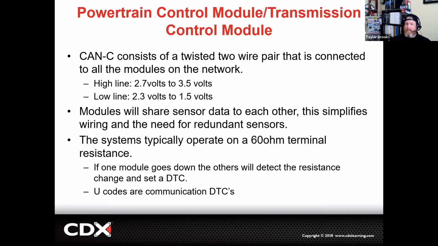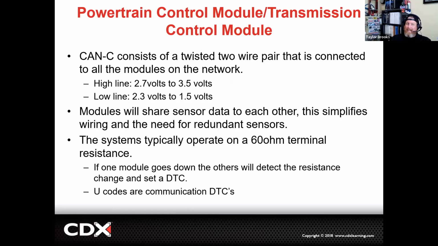Now, our CAN C is going to be consistent. Again, this is regulated by the feds, so there will be some consistencies with it. As I stated before, it is a twisted two-wire pair. Why is it twisted? Well, when we twist a pair of wires together, that helps shield against other frequencies that can affect the voltage going down that communication line. Typically, we're going to have them as twisted wire pairs, and they're going to be located internal to the wiring harness so that there's no interference coming from anything else.